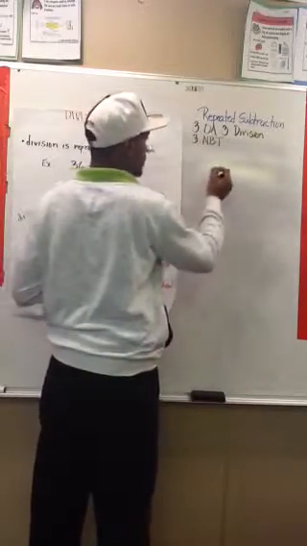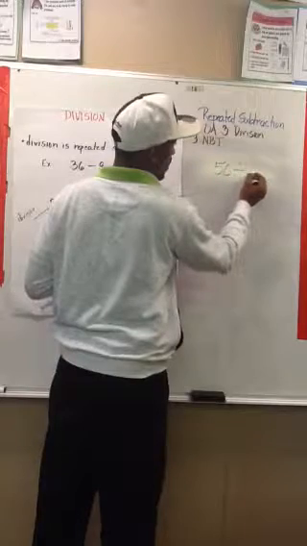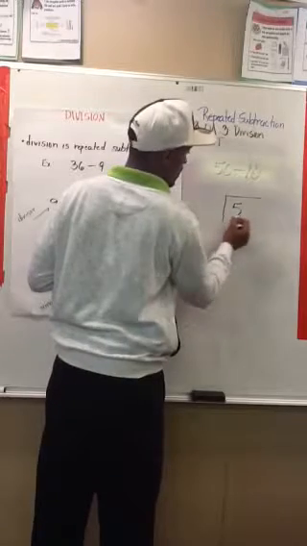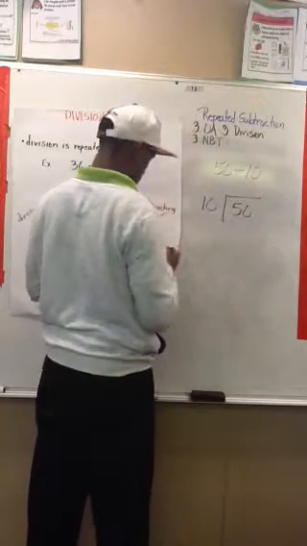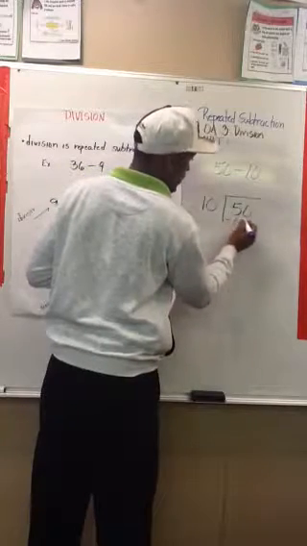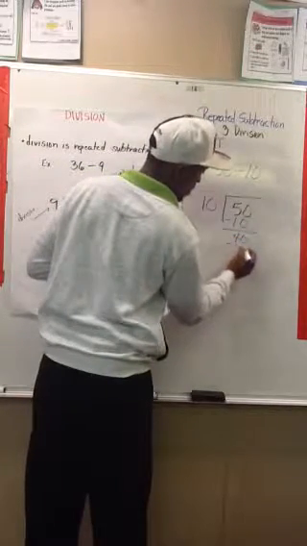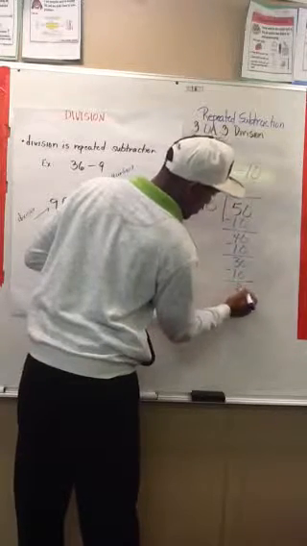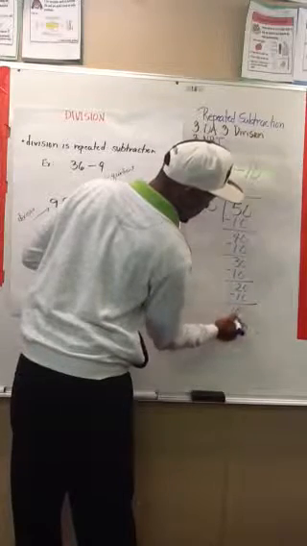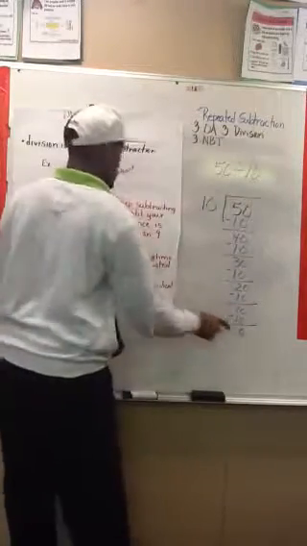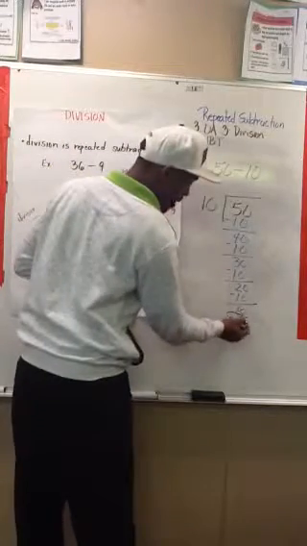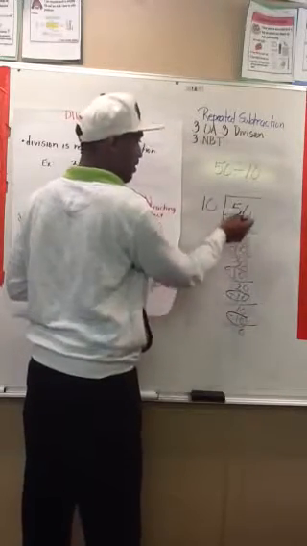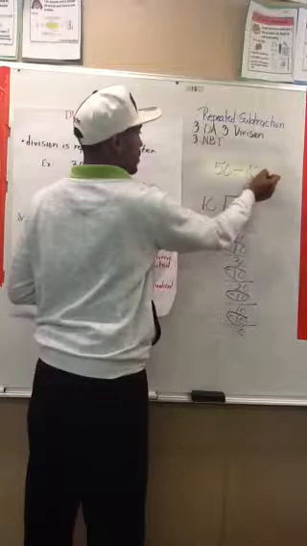One more. If I do 50 divided by 10, I know 50 is my dividend, 10 is my divisor. I will keep subtracting 10 until I get a difference that's smaller than my divisor. And I did. 0 was smaller than that 10. Circle everywhere that I subtracted 10. 1, 2, 3, 4, 5. So 50 divided by 10 is 5.